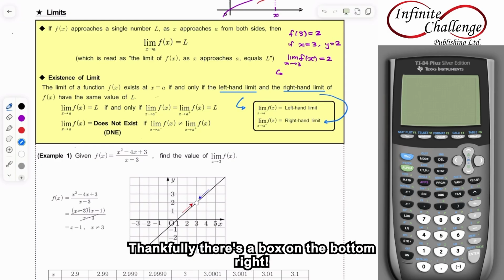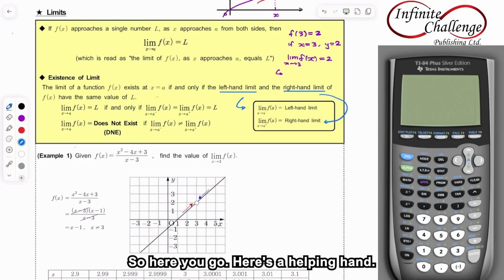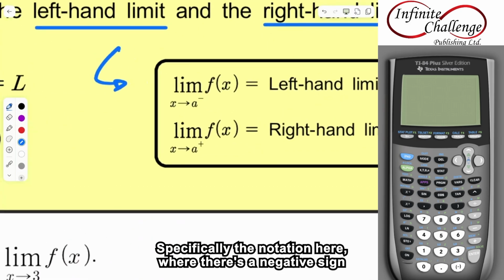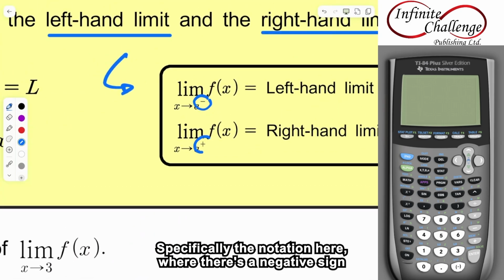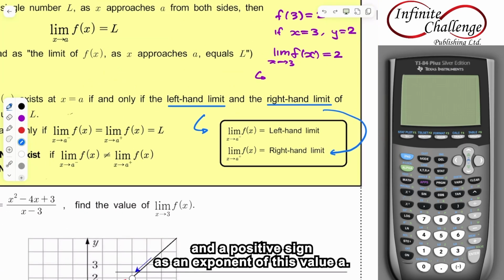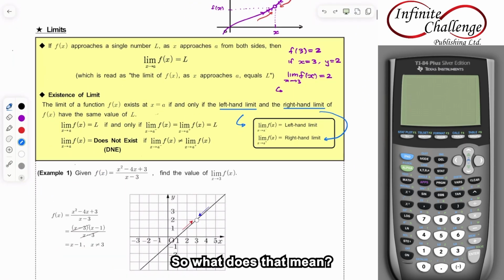Thankfully, there's a box on the bottom right. So here you go. Here's a helping hand. But there's another thing that it doesn't really specify, specifically the notation here where there's a negative sign and a positive sign as an exponent of this value a. So what does that mean?